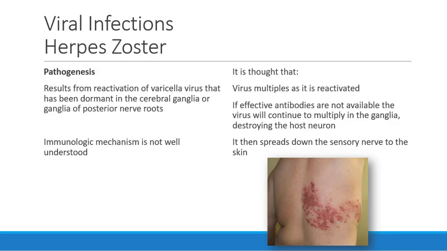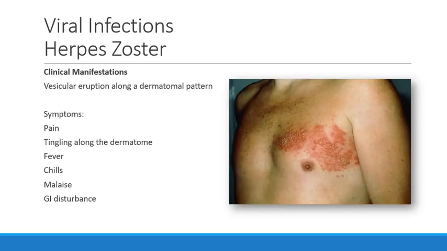Now, if somebody does not have effective antibodies, then the virus will continue to multiply in the ganglia, destroying the host neuron. It then spreads down the sensory nerve to the skin. Clinical manifestations is a vesicular eruption along a dermatomal pattern.